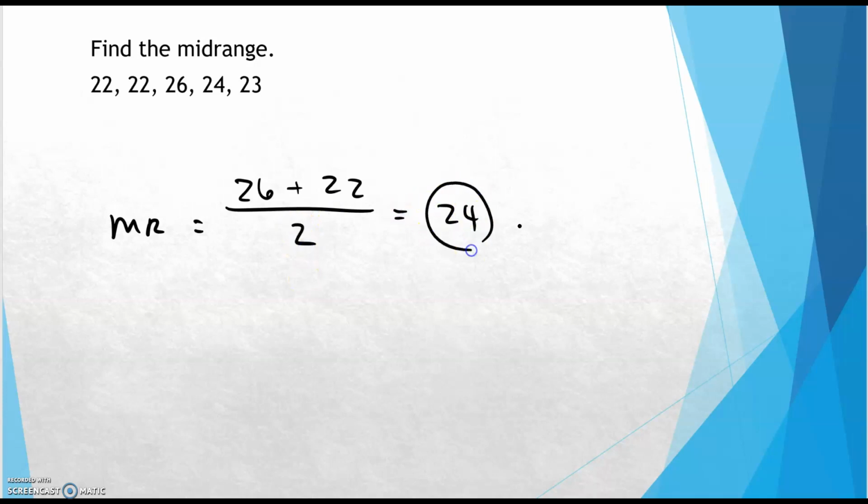So if we look at this one right here, we're going to find the mid-range. Well, I need the max number, which looks like 26, plus the smallest number, which is 22, and then divide by 2, give you 24. So 24 will be your final answer.